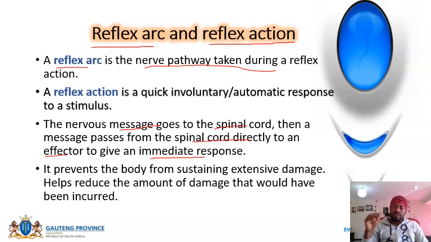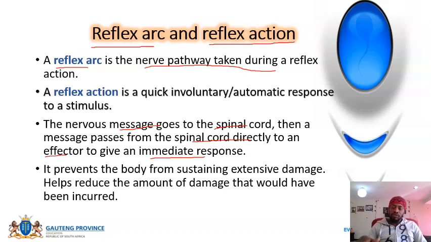Now, there are two things that could have happened. When your hand is on the hot plate, it's either you think about it and make a decision to remove your hand, or you remove your hand before thinking about it and making a decision. So two things. It's either you remove before thinking, or you think before removing. I don't know which one you will choose.